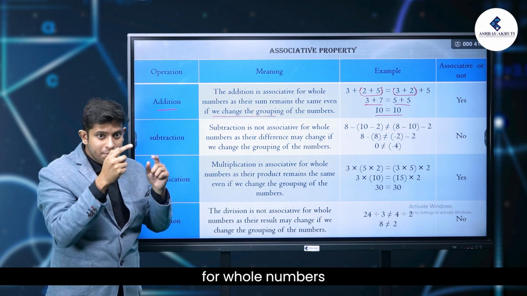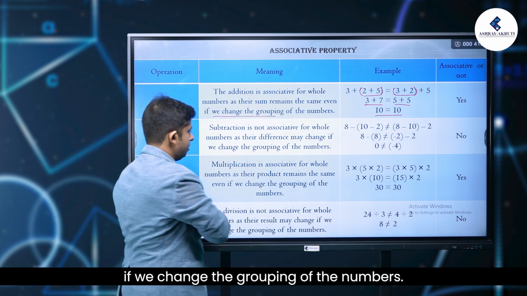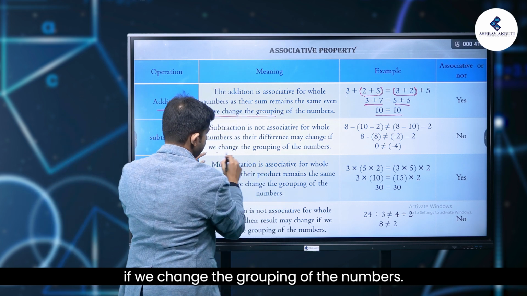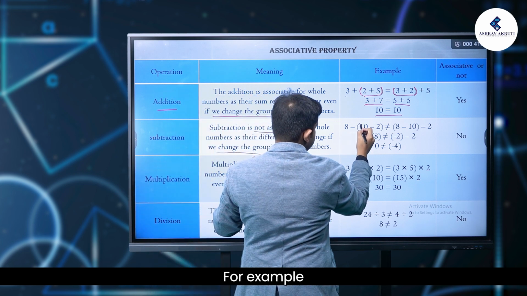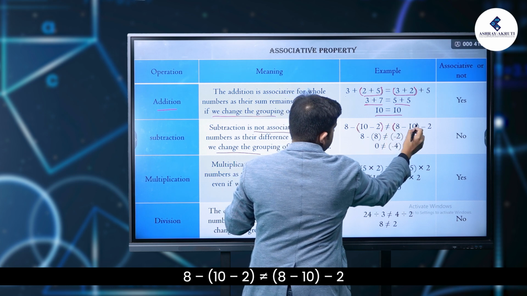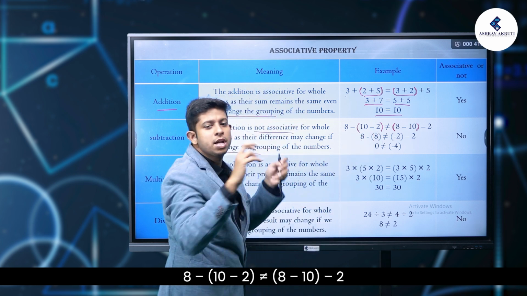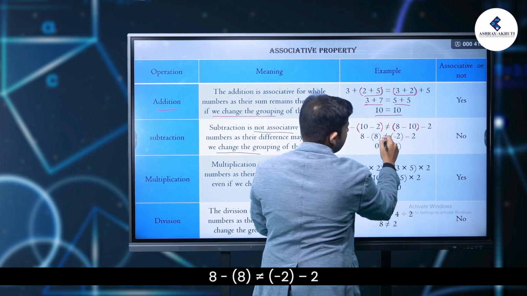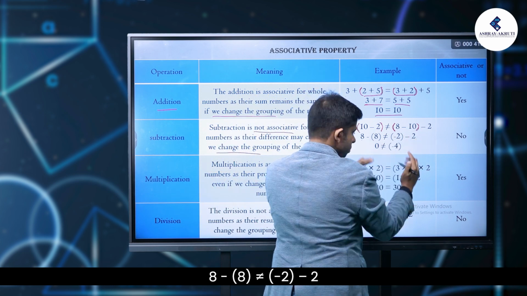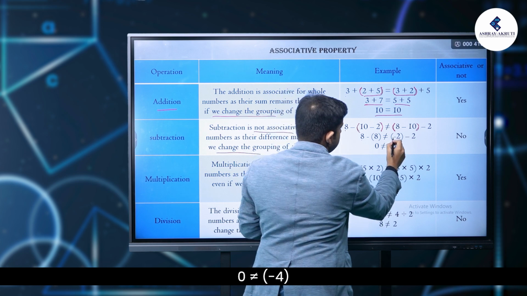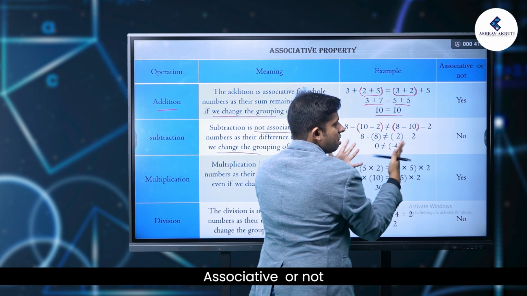Subtraction. Subtraction is not associative for whole numbers as the difference may change if we change the grouping of the numbers. For example, 8 minus (10 minus 2) is not equal to (8 minus 10) minus 2. 8 minus 8 is not equal to minus 2 minus 2. 0 is not equal to minus 4. Associative or not? No.